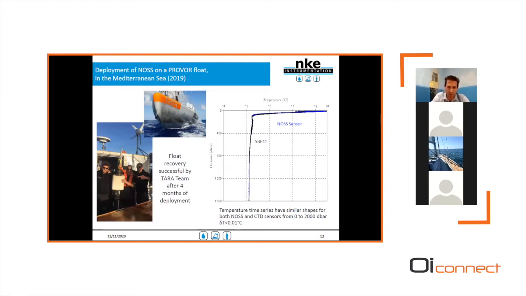For temperature, I just plot these 30 profiles. We have a very good shape and very good behavior in temperature between the two sensors. And I just want to make a comment about the Tara team. I would like to thank them for recovering the float in the Mediterranean Sea in extreme meteorological conditions. The float drifted a lot, and we called them to recover this float.